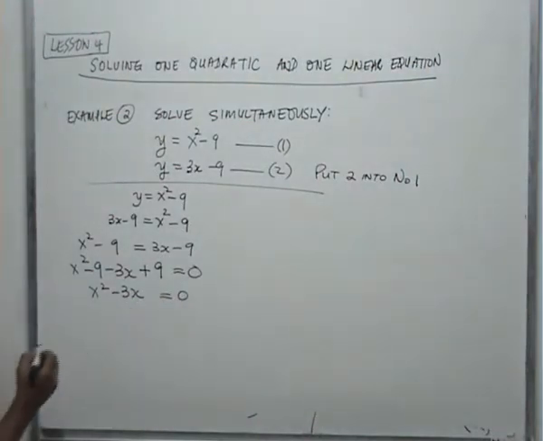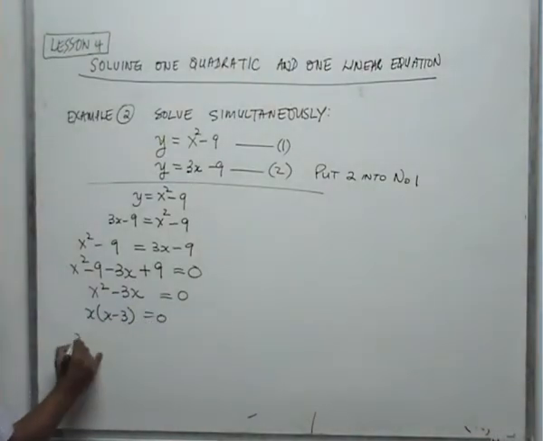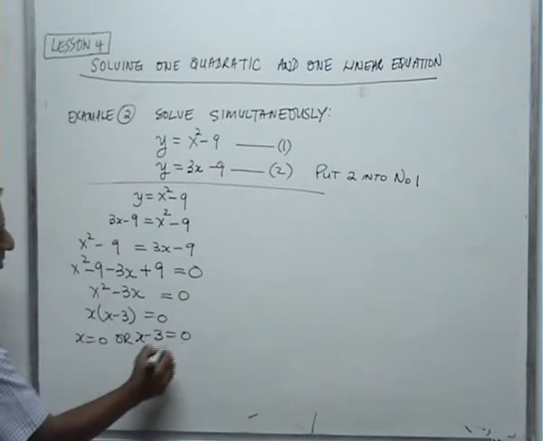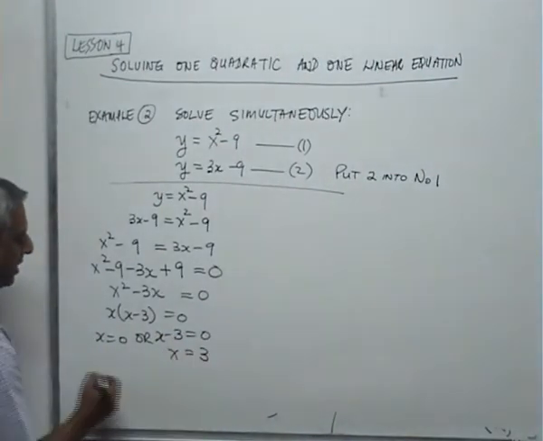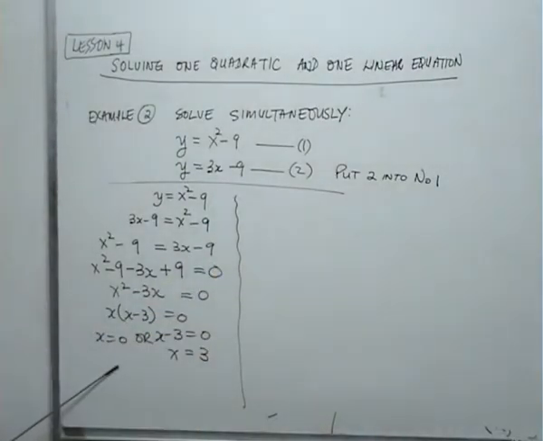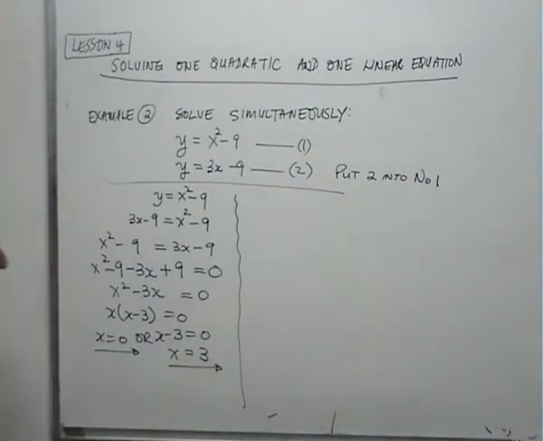Once again, I can remove common factors. x into x minus 3 is equal to 0. x is equal to 0, or x minus 3 is equal to 0. x is equal to 3. So I got my two values for x. I got x is 0, or I got x is equal to 3.